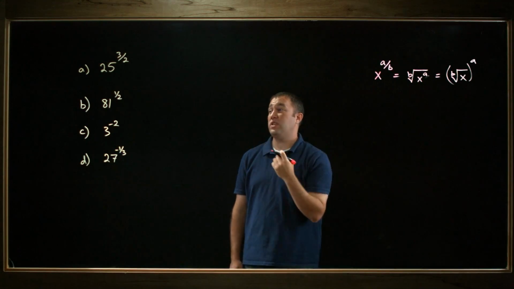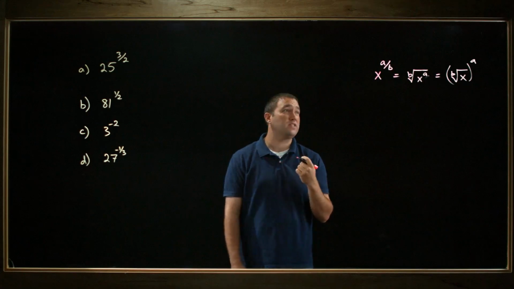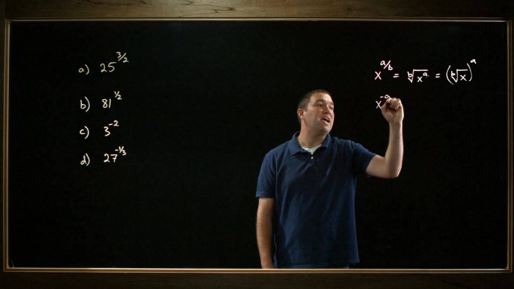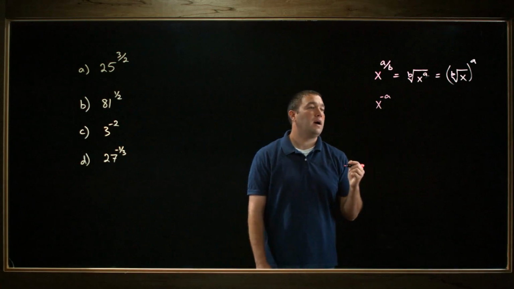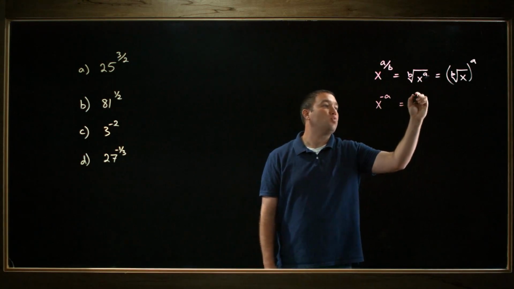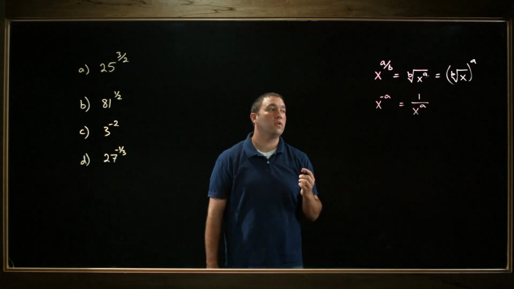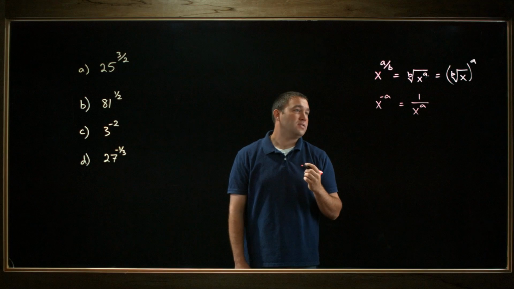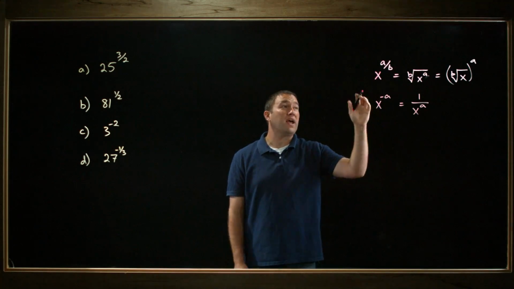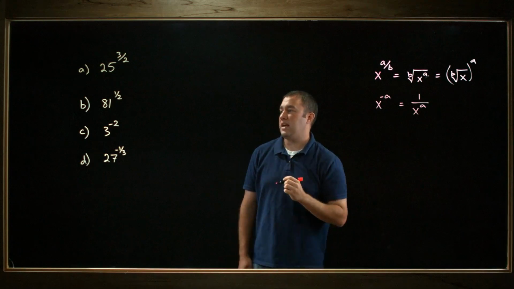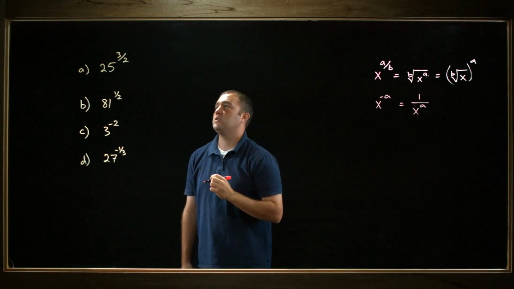The other rule that we need for these four is to know how to deal with negative exponents. If I have x to the negative a, where a is some real number, this is the same as 1 over x to the a, or the reciprocal of x to the a. So I have to remember that's what I'm doing when I have these fractional exponents or these negative exponents. So let's apply that to these four cases right here.